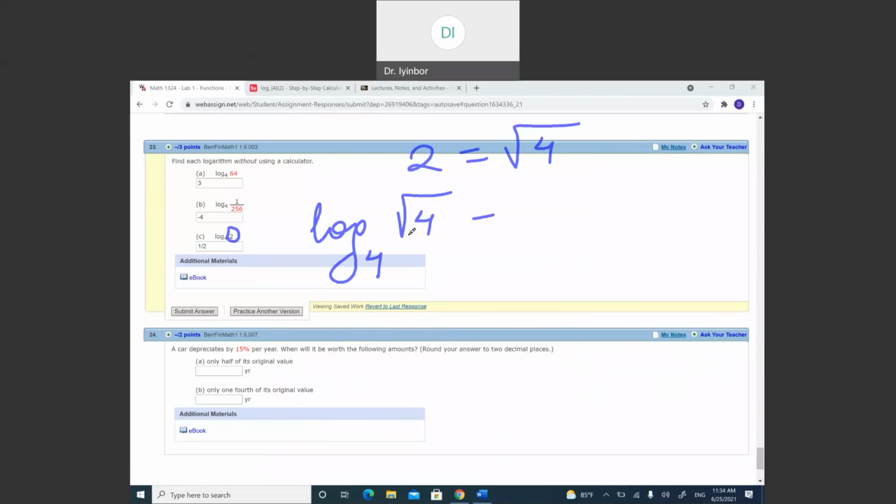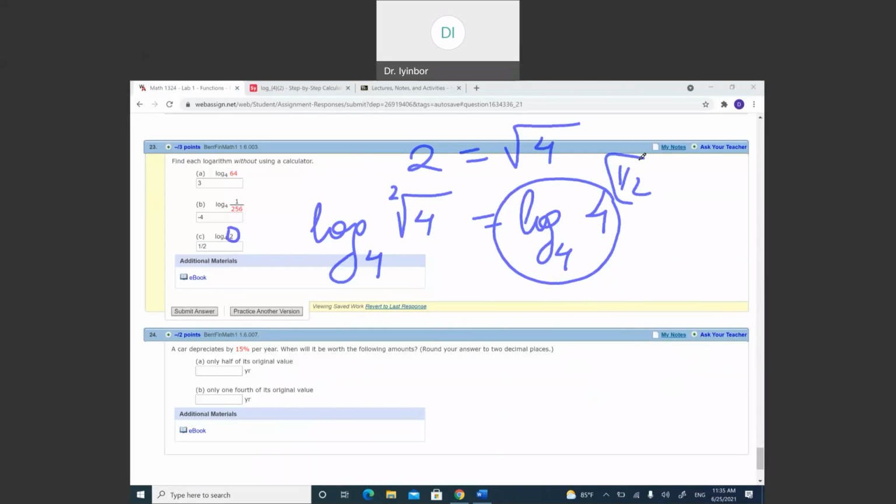And then this square root, remember how to change the root? I'm going to change it with an exponent. So it's going to be logarithm base 4 of 4 to the 1/2. This is the same, and the answer is 1/2. Okay, so that's how you do those.